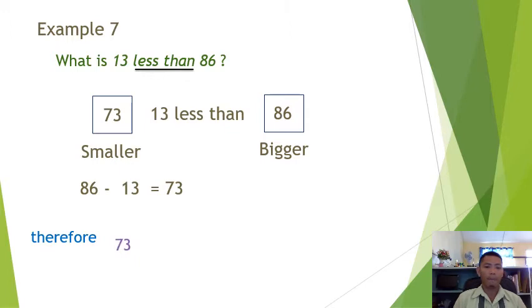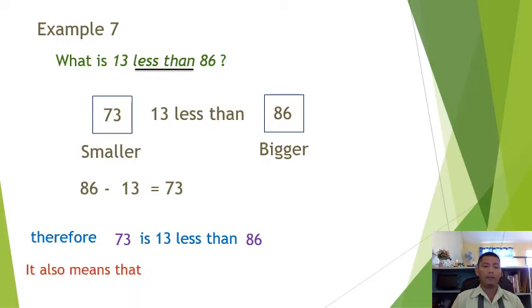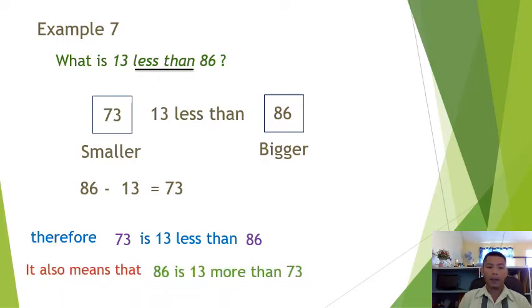Therefore, 73 is less than 86, and it also means that in reverse, 86 is 13 more than 73. Again, 73 is less than 86. That's right. 73 is less than 86 by how many? It's 13. So that is why 73 is 13 less than 86.